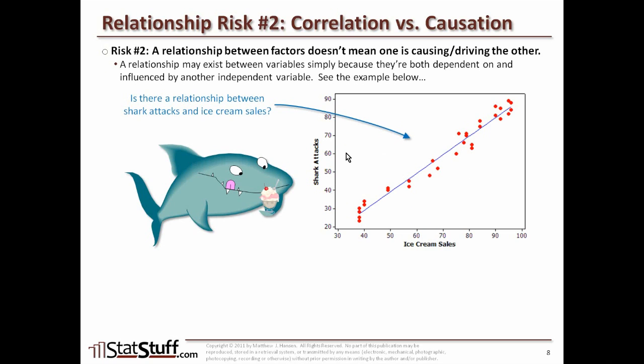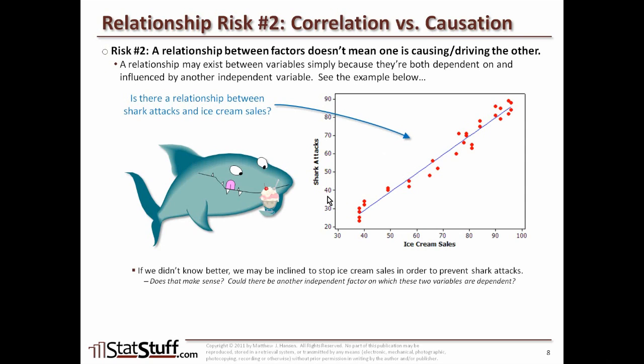So, is there a relationship between shark attacks and ice cream sales? Well, that would sound kind of crazy. If we didn't know any better and we didn't question that, we might be inclined to stop the ice cream sales so that we can prevent shark attacks. Well, again, that assumes causation between them. Since it doesn't make sense, we should ask ourselves, is there another independent factor on which these 2 variables, shark attacks and ice cream sales, are really dependent?